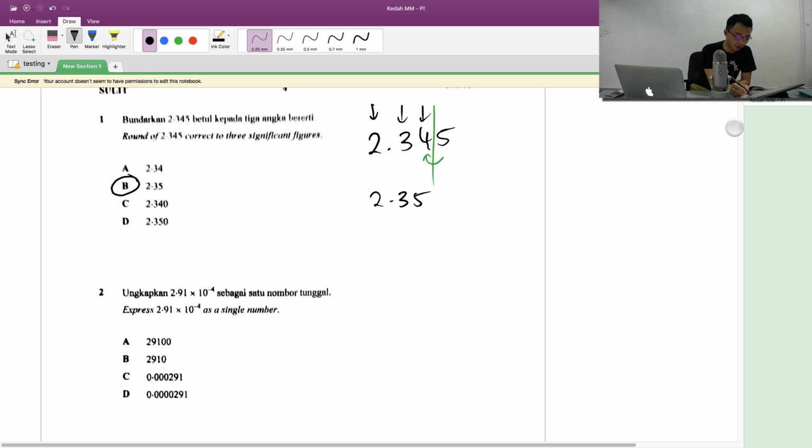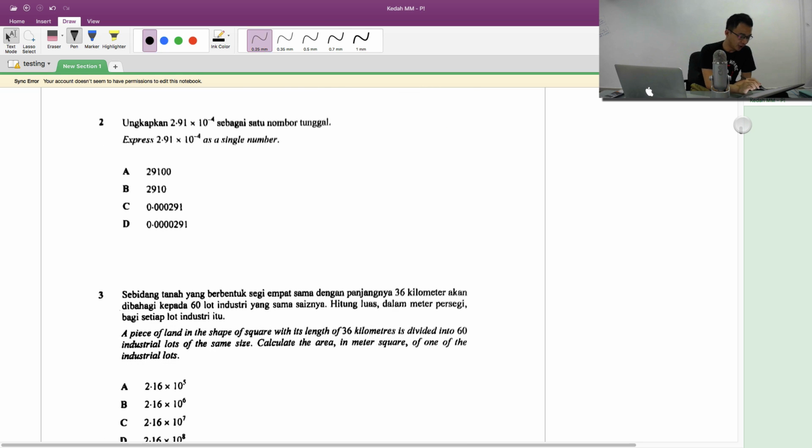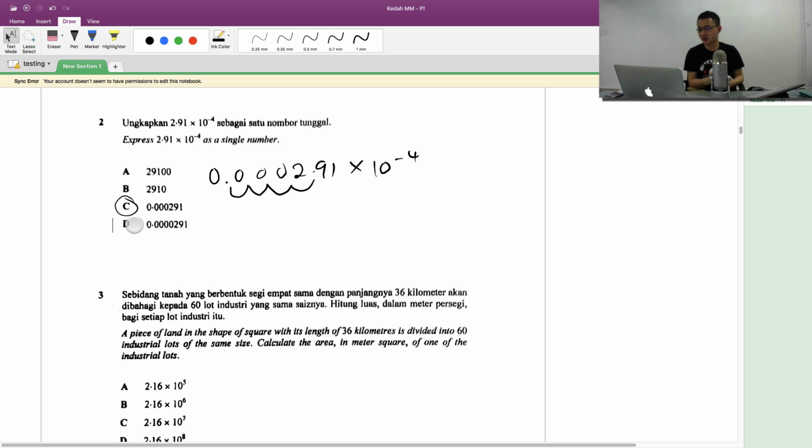Alright, so let's go to question number 2. Express this as a single number. We have 2.91 multiplied by 10 to the power of negative 4, and because the power is negative, the decimal has to move to the left, I mean 1, 2, 3, 4 places. So it's 0.000291. So the answer will be C. Very easy, so I guess they shouldn't have any problem with this.